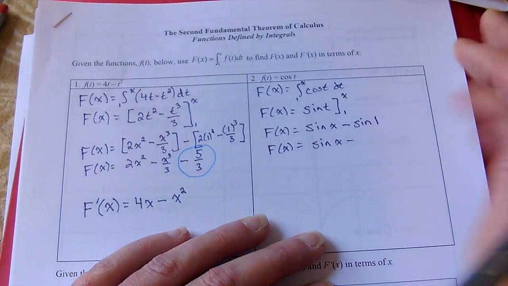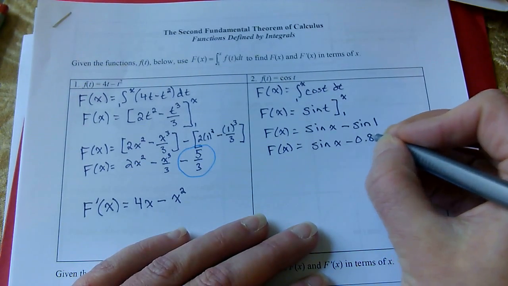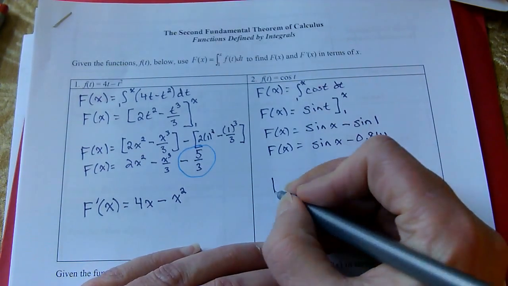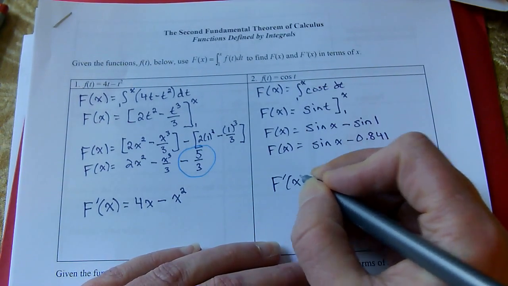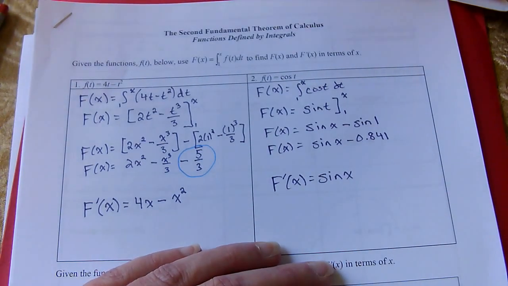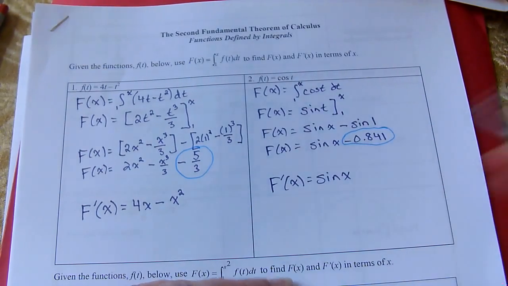And then if I go over to the side, sine of 1 is 0.841. Now, what happens if I take the derivative of that? I get sine x, and then this constant goes to 0.